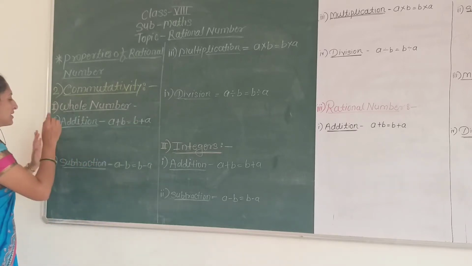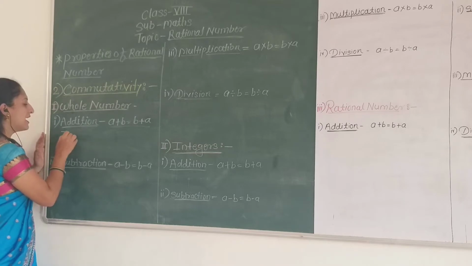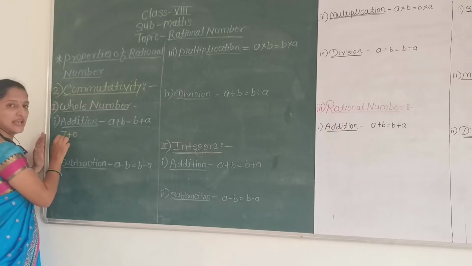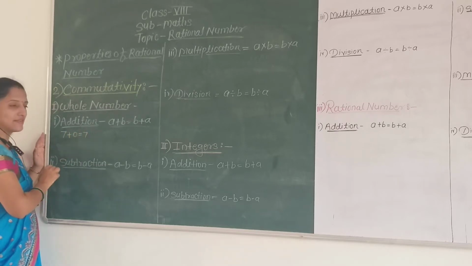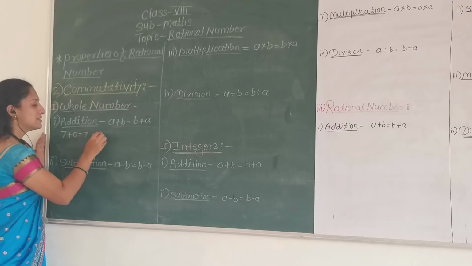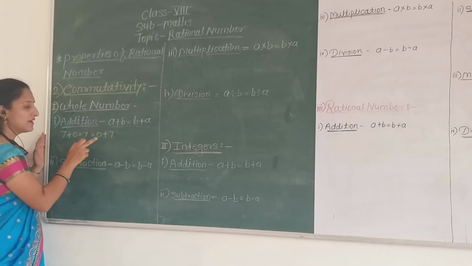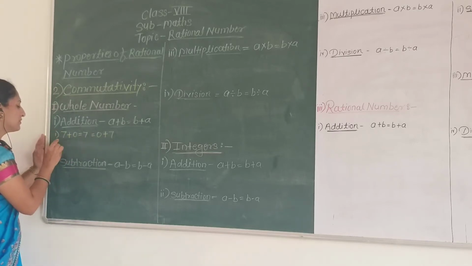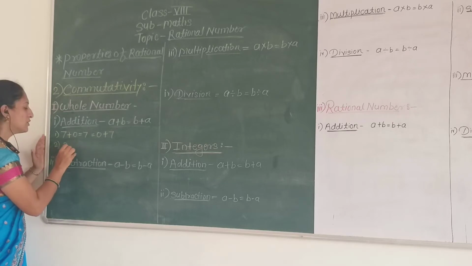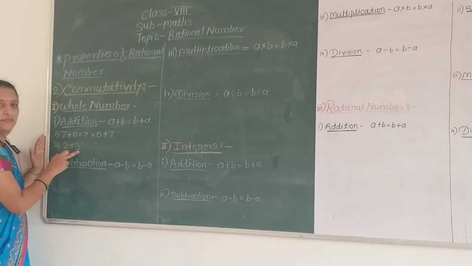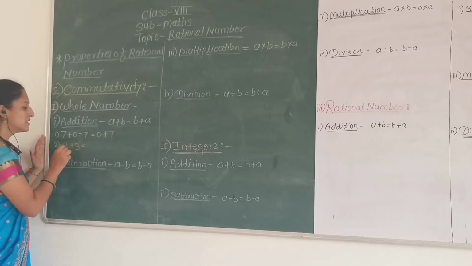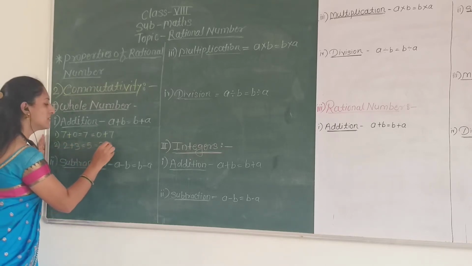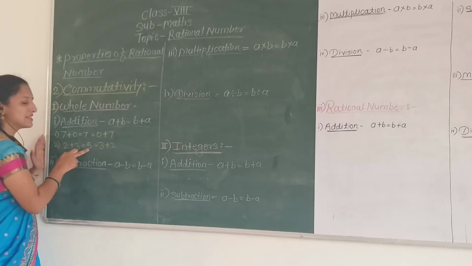Let us check here. 7 and 0 are two whole numbers, right? 7 plus 0 gives 7. Also 0 plus 7, the answer is also 7. Now let us check another example here. 2 plus 3. 2 and 3 both are whole numbers. So 2 plus 3 is equal to 5. Now what will be the answer of 3 plus 2? Yes, 3 plus 2 is also 5.